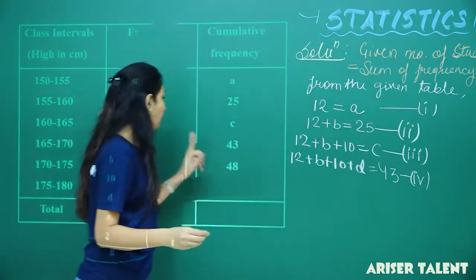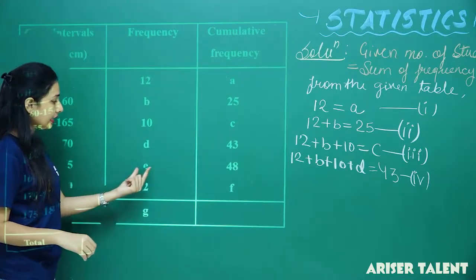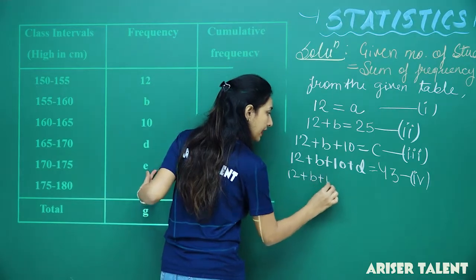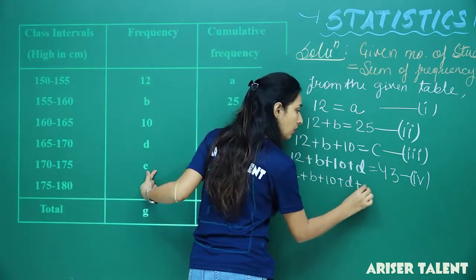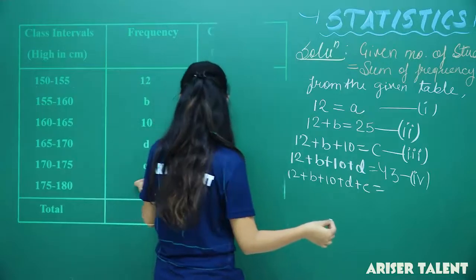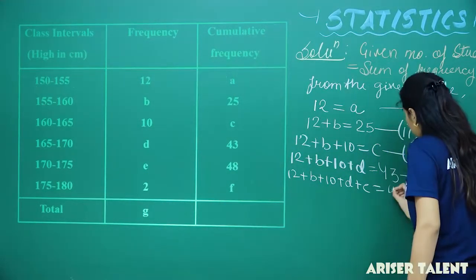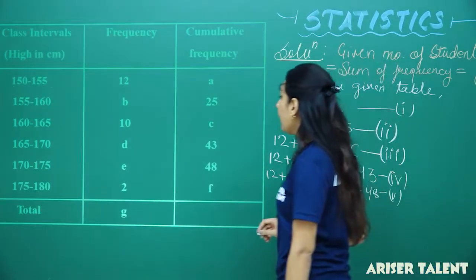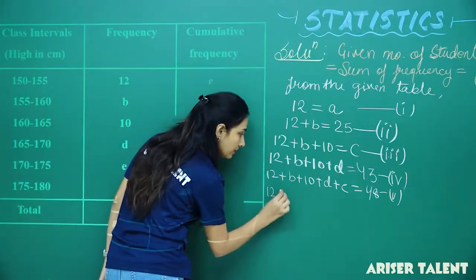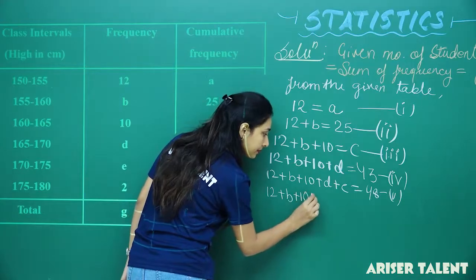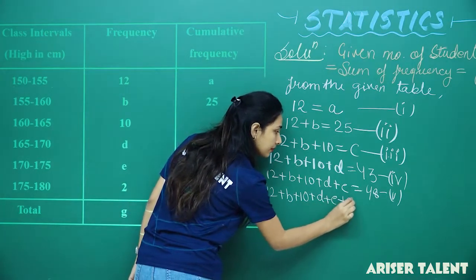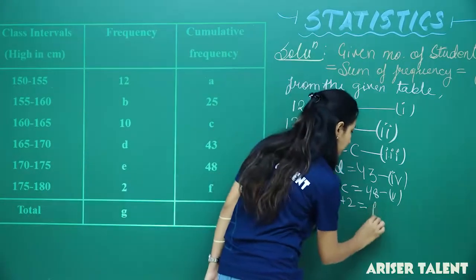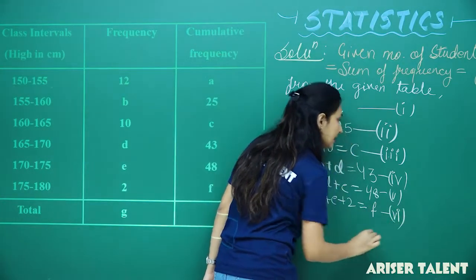Now, this is E here also. So, in addition of all this, we are having E also, and that will make it the value corresponding to this, which is 48. So, this is our equation 5, and then in the last we have this 2 here, and that will make this F. Okay. So, this is our equation 6.